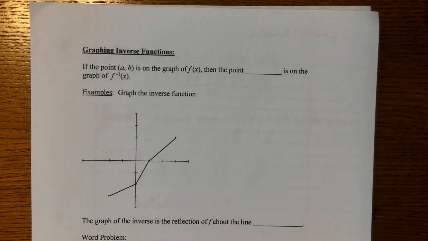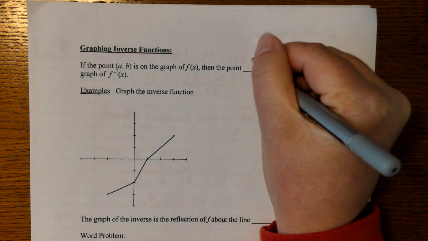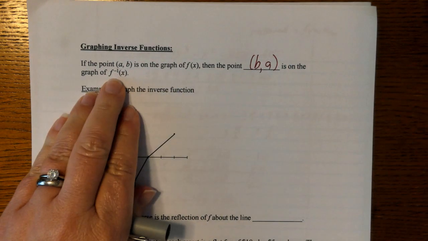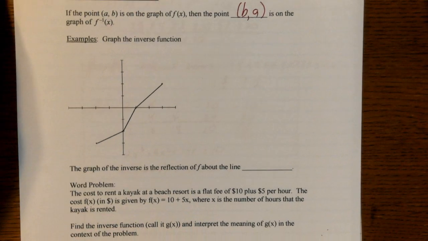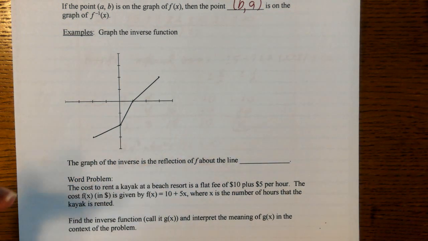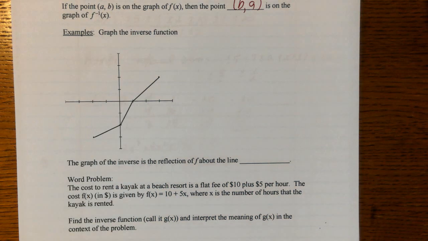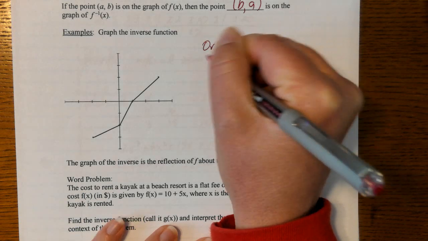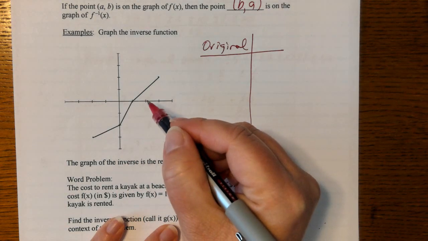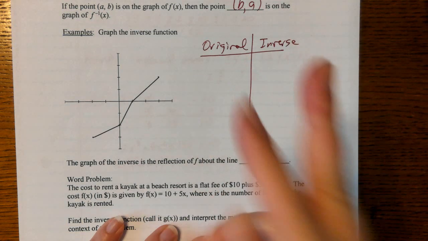A reminder, we've mentioned this before. If the point A, B is on the graph of f of x, then the point B, A will be on f inverse. Remember, we're trading x's and y's. So here's a function, probably some sort of piecewise function. We don't know what the equation was. We could probably figure it out, but we're looking at a graph. They want us to graph the inverse. Okay, well, I don't know what the equation is, so I can't really find the inverse equation and draw a picture from that, but I do know that my original goes through some very specific points, and I could write those points down, and then I know that the inverse will just have the reverse of those points.